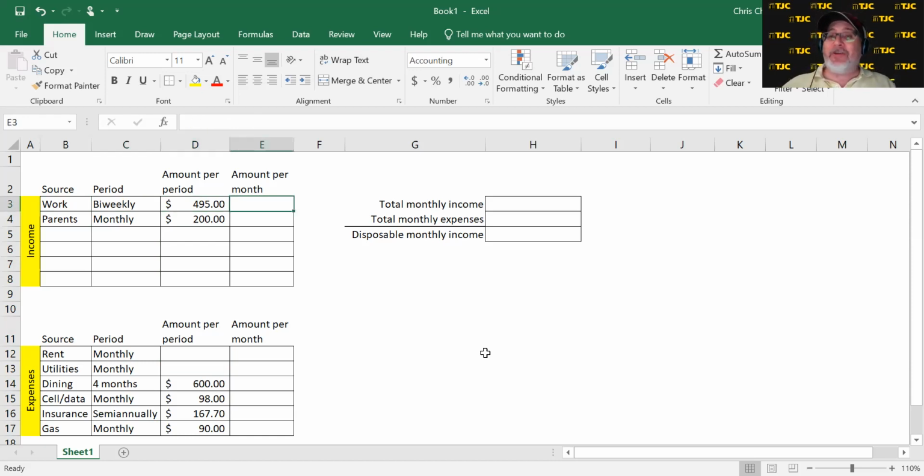Now, how do we scale that down to months? And how do we do it efficiently? Well, in Excel, if you want it to calculate a number, you start by typing equals, because you want to tell it to calculate what something equals. And let's just type the calculations we would do. We get $495 every 2 weeks. We need this in months.